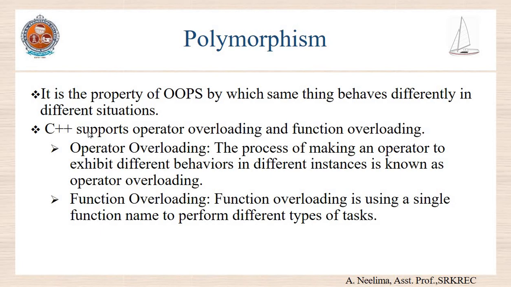Suppose a person at the same time can have different characteristics. Like a man at the same time is a father, a husband, or an employee. So the same person possesses different behavior in different situations, which is nothing but polymorphism. An operation may exhibit different behaviors in different instances. So the behavior depends upon the types of data used in the operation.